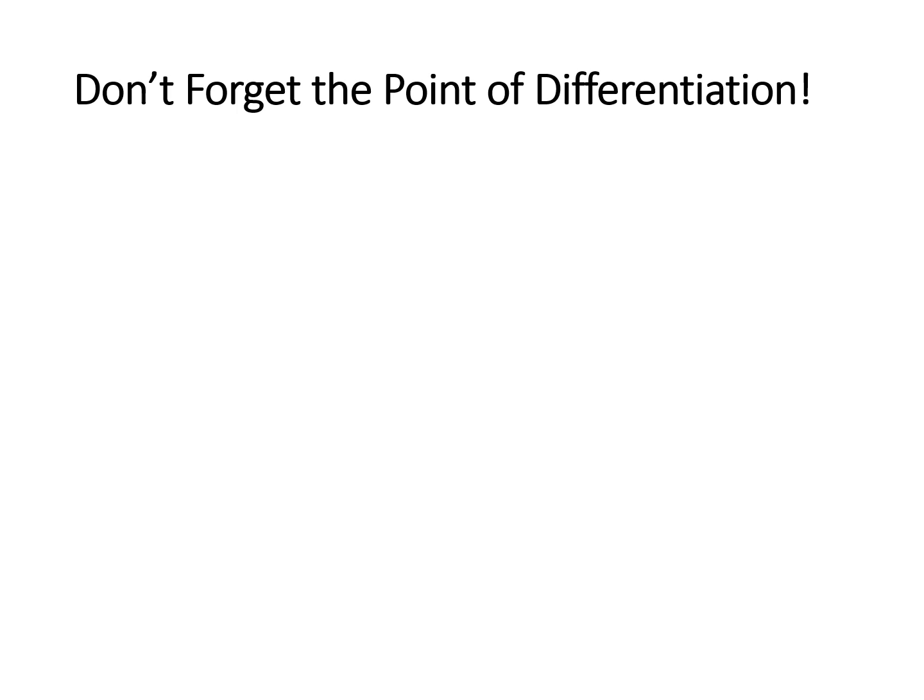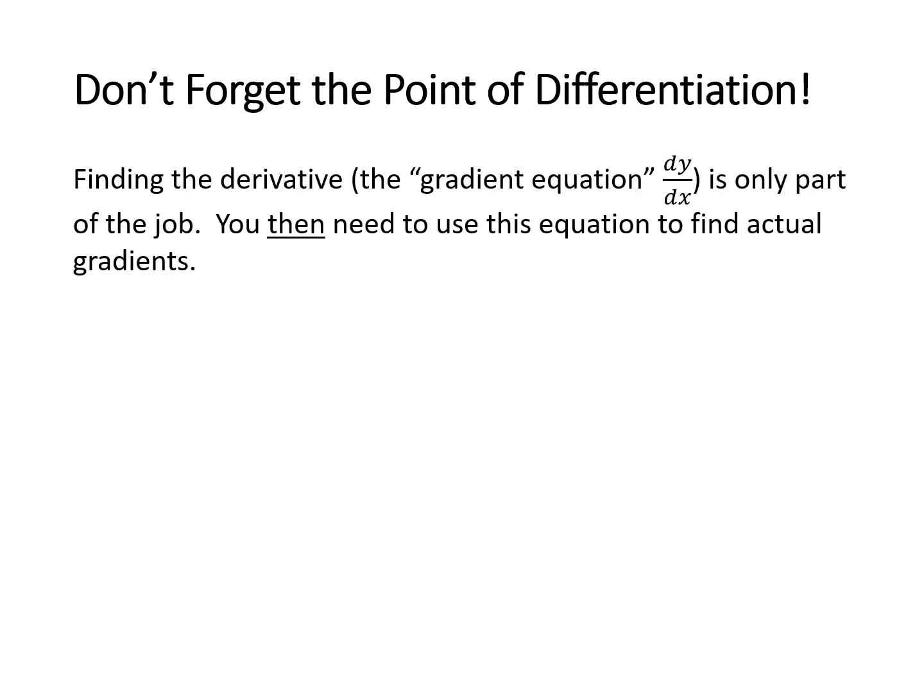And just before we finish, I just want to remember what we're doing. When you differentiate something, you're finding the derivative, or the gradient equation. And once you've got that equation, you can then find actual gradients. So finding the derivative is only part of the job. You've got to use it to then find a gradient.